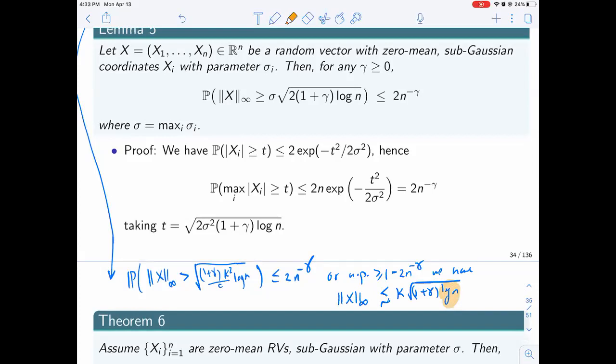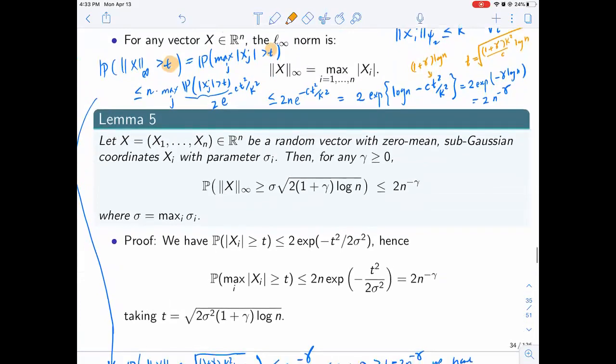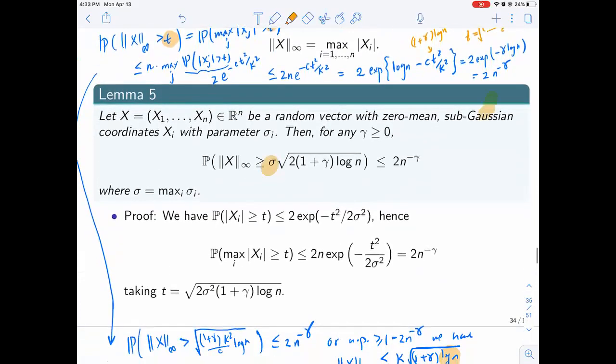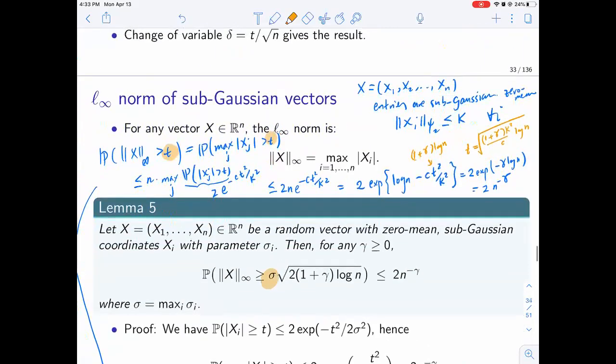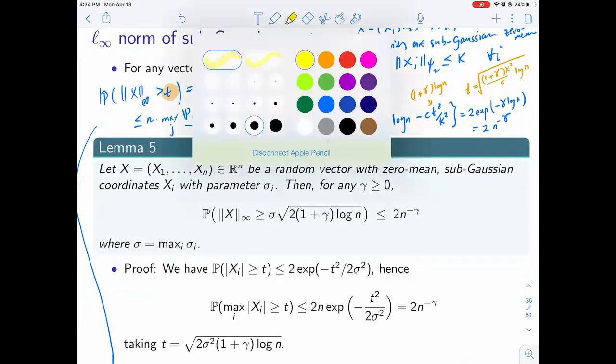So the infinity norm scales like square root log n. Here's another way of writing it. This sigma is a substitute for k. I did it with a sub-Gaussian norm, but in this lemma, I'm doing it with the sub-Gaussian parameter, so you get explicit constants here. This is going to be the maximum of the sub-Gaussian parameter. Just look at lemma 5; the proof is basically the same, but it uses the alternative characterization.